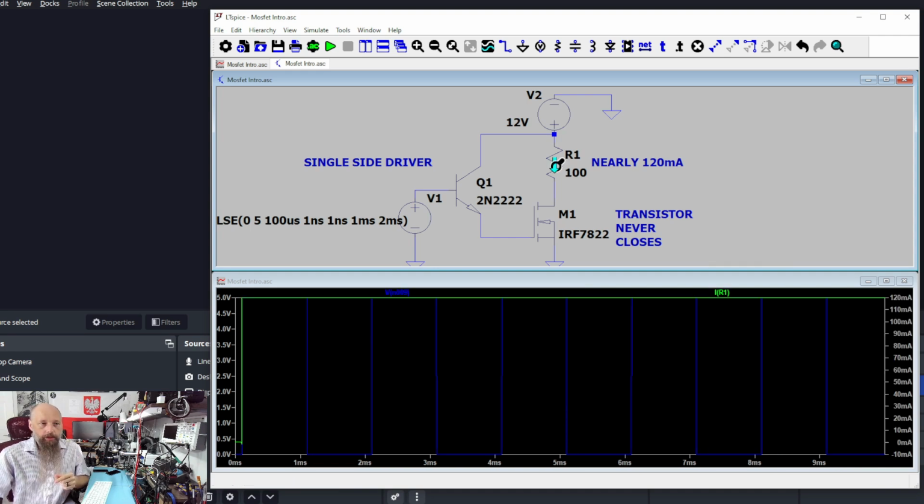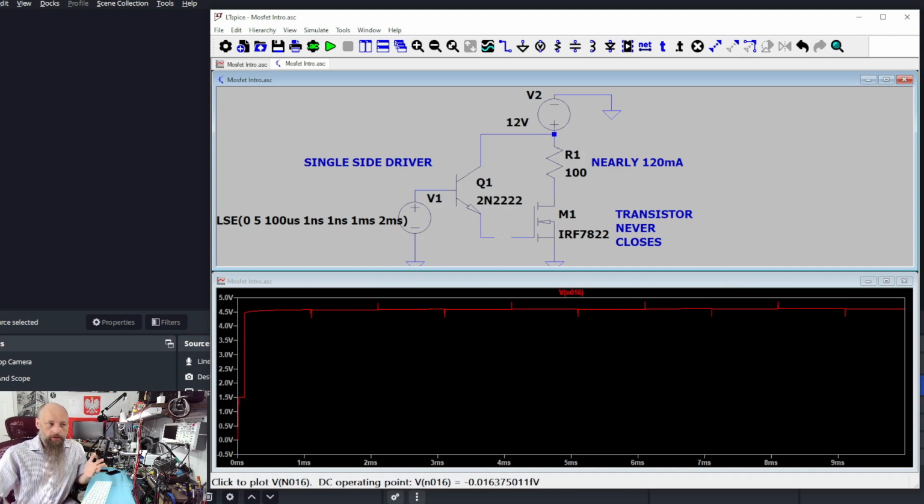Now, if we compare it to the current flowing through the resistor R1, we see that once it goes to 120 milliamps, it just stays there. It just keeps the transistor opened and it never closes. Why would that be? Let's check the voltage on the gate. First, it rises to about 1.5 volts, then in the second cycle to roughly 4.5 volts, and we have some tiny spikes, but for the most part, we have a stable 4.5 volts on the transistor.